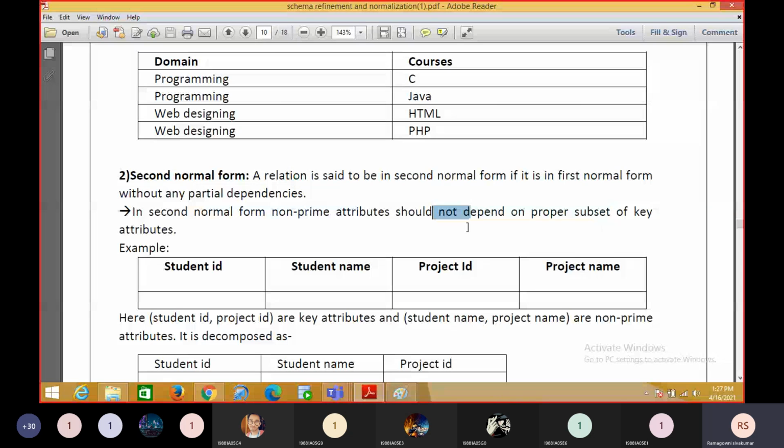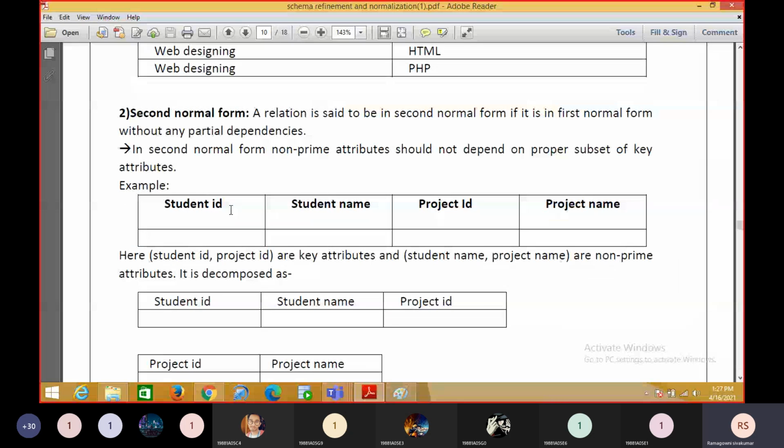See the example, then you can understand easily. Here are student ID, student name, and project ID, project name as the attributes. Here student ID and project ID are the key attributes, the primary key, meaning a composite key. So student name and project name are non-prime attributes. Here the candidate keys are student ID and project ID, so these are prime attributes. The others, student name and project name, are non-prime attributes.